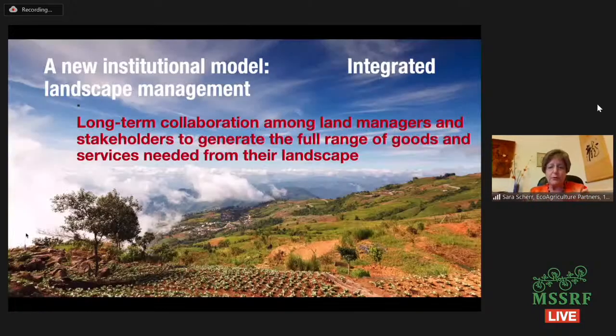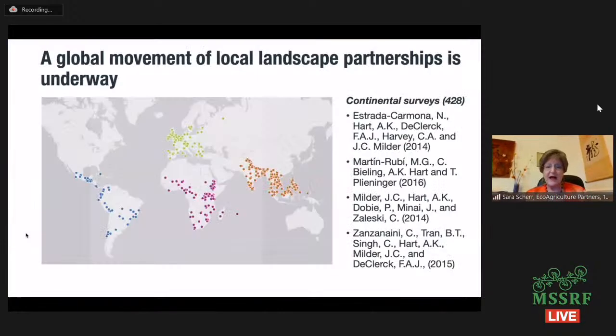What we've been working with for the last couple of decades is a new institutional model, which we call, as an umbrella term, integrated landscape management. And this is where you have very systematic long-term collaboration among land managers and different stakeholders that have their interest in agriculture, fisheries, nutrition, health, and education to generate the full range of goods and services that is needed from their landscape to meet their own long-term goals.